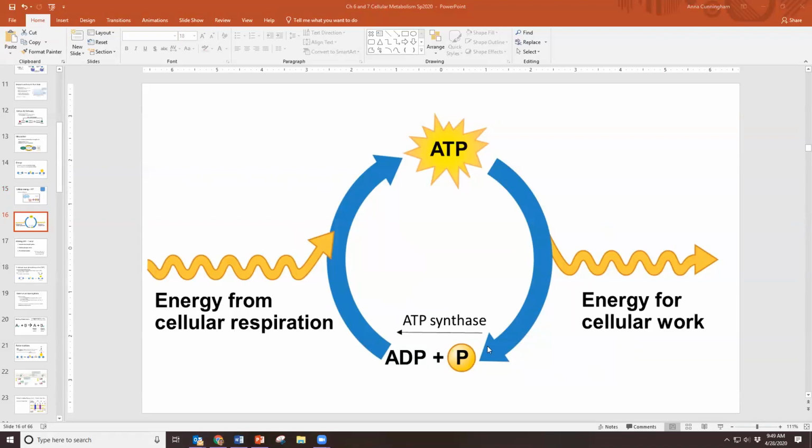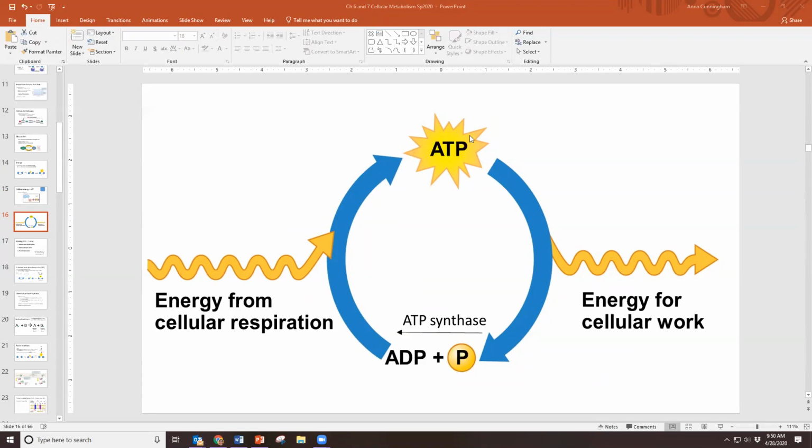We're building a bond, and so we do need an enzyme. The enzyme that does this is called ATP synthase. Synth is the prefix meaning synthesis. ASE, the suffix, tells us that it's an enzyme. So it's an enzyme that synthesizes something. Specifically, it synthesizes or creates ATP. So we are using energy from some source in order to build a bond between adenosine diphosphate and another phosphate to create ATP.